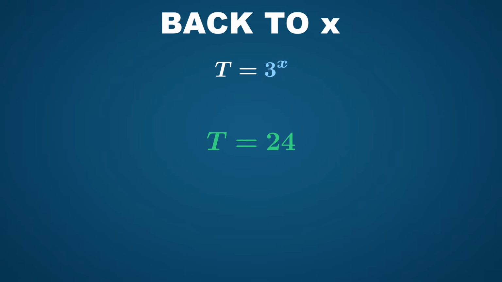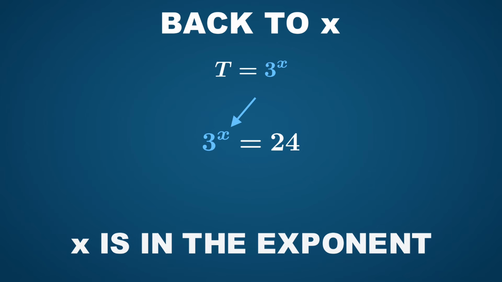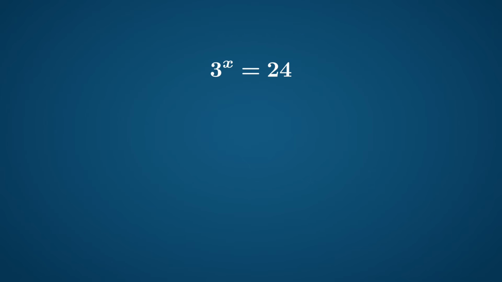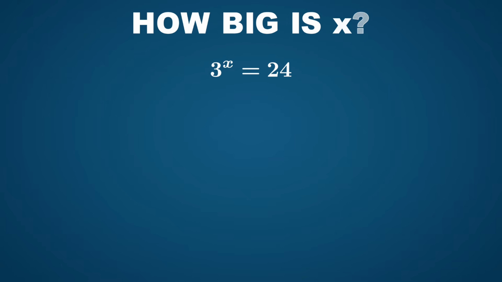Remember that t was standing in for 3 to the power x, so the statement t equals 24 becomes something else. It becomes 3 to the power x equals 24. Now the unknown x sits up in the exponent. That is the part we still need to unwind. An exponent equation needs a different tool than a linear one. Before we do that, let us get a feel for the size of x.